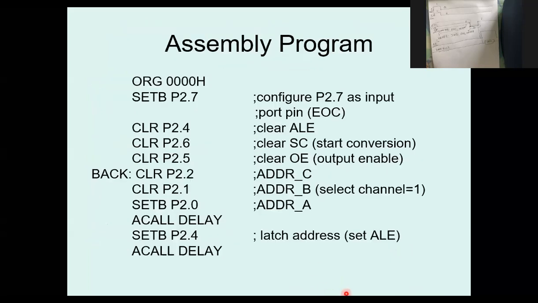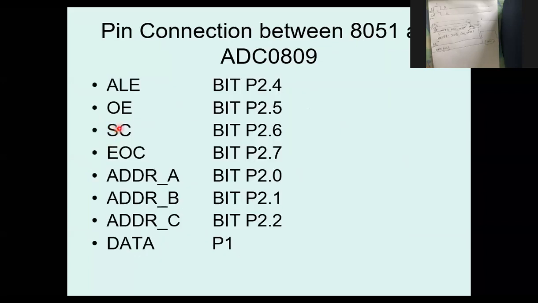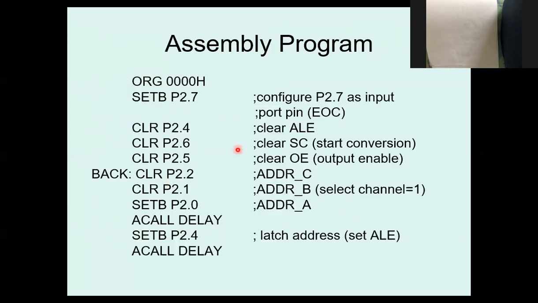Next, this is the programming. In this programming, just see. First, set B P2.7. P2.7 is nothing but EOC. EOC is the output signal of the ADC, but it is the input signal of the microcontroller. So before starting the program, we give the EOC signal as high, and this we always write.